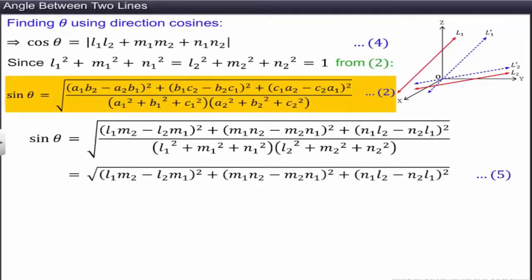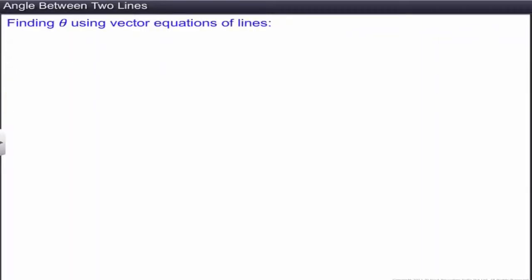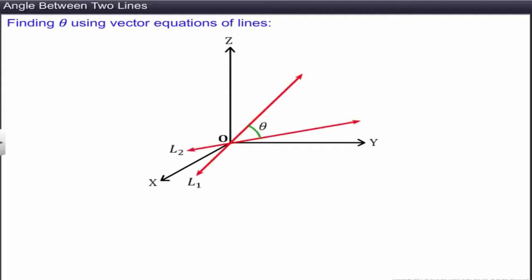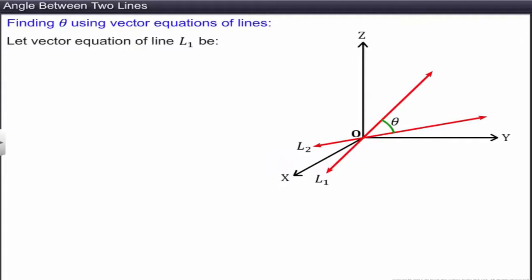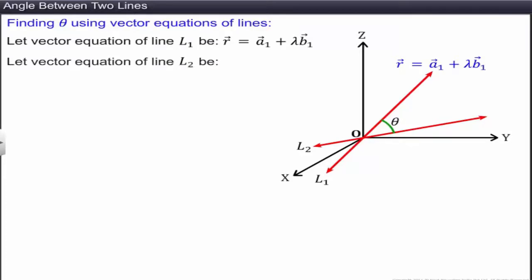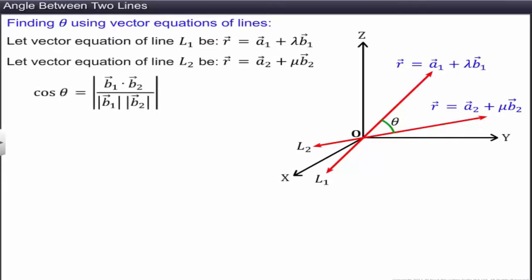Now, we will find the angle between the two lines when their vector equations are given. Let us represent the two lines L1 and L2 with their vector equations. Let the vector equation of line L1 be vector a1 plus lambda into vector b1. Similarly, let the vector equation of line L2 be vector a2 plus mu into vector b2. The cosine of angle theta between the two given lines is equal to the modulus of the dot product of vectors b1 and b2 divided by the product of the magnitudes of the vectors b1 and b2.